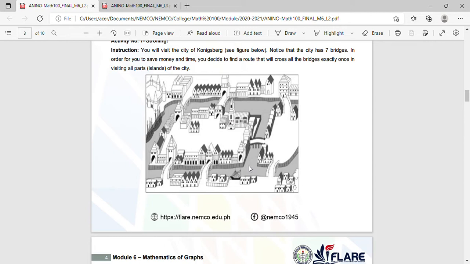S. Okay, wa pa But siya if it naghisgot ng covers all the vertex. In population or the here, entire no, population, we will is be that using you the will visit the city sigma. of Königsberg. Now, after you Notice that determine the the city has mean 7 of the bridges. In sample or order the for you to save money and population, time, you you proceed to the decide to step find a route that will for cross each all the number, bridges exactly once calculate in the visiting all parts deviation. By islands of the that, city.